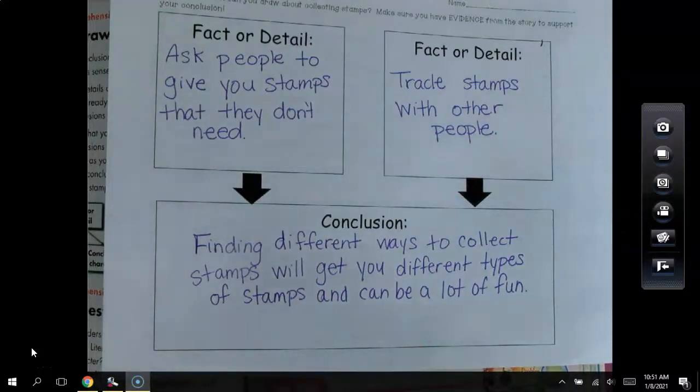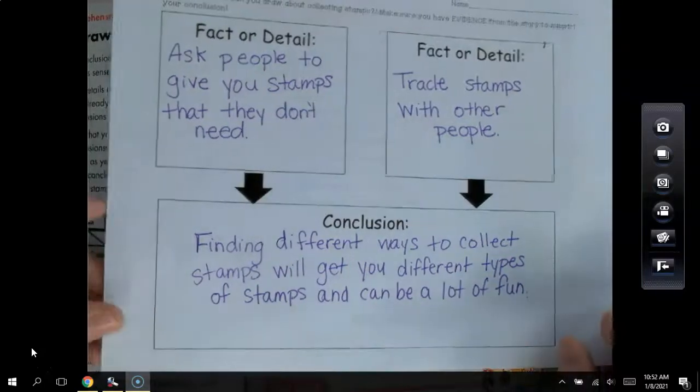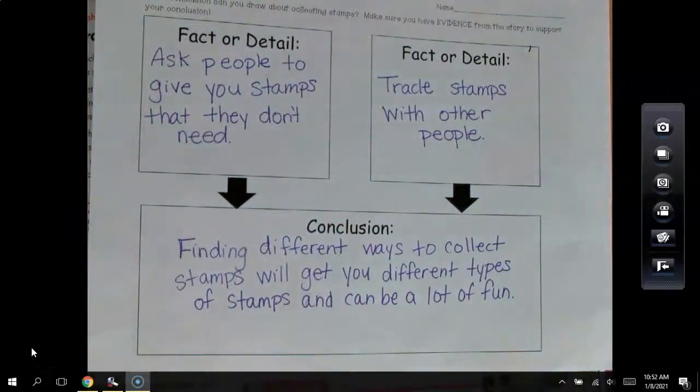So boys and girls, what we did is we made a conclusion. By the evidence from the story, we figured out different ways that we could collect stamps. And we know that when we collect stamps from our different ways, we're going to collect all different types of stamps. And it is going to be a lot of fun to look at those different types of stamps. And plus, you'll have a collection. So boys and girls, that's drawing conclusions.